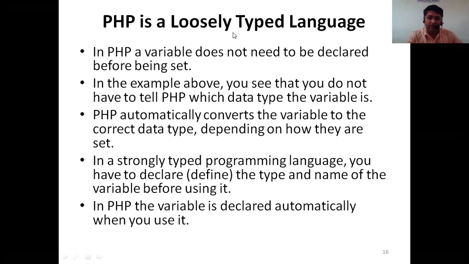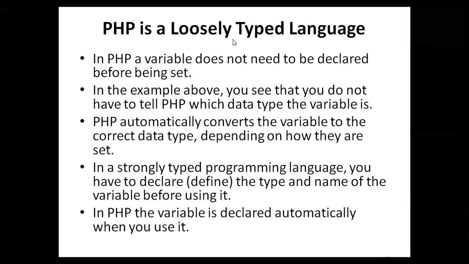PHP variable is a loosely typed language. In PHP, a variable does not need to be declared before being set. So remember that this is a very important statement. There is no need to declare the variable. For example, in C we declare the variable, that is an integer a, then float b. In PHP there is no need to declare your variable.